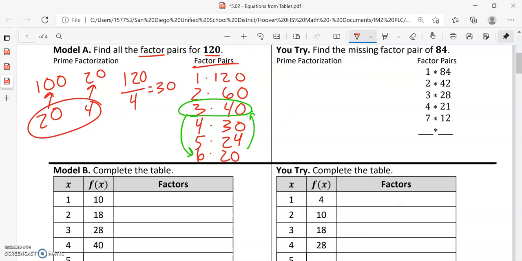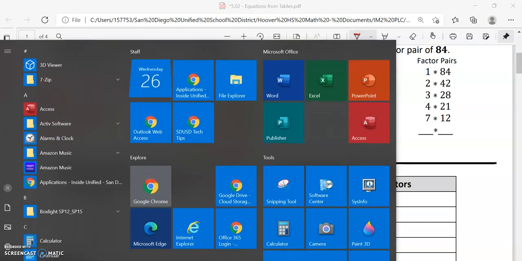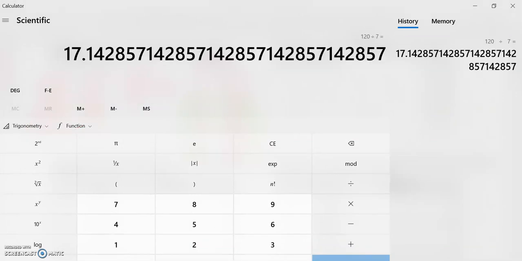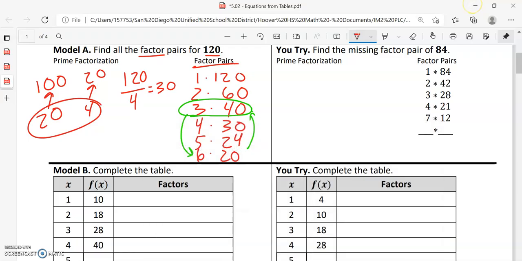7. If you don't know if 7 goes into it, use your calculator. I will pull mine up right now and show you. So type in 120. Divide by 7. And we get a decimal. So it does not go in. We skip 7.